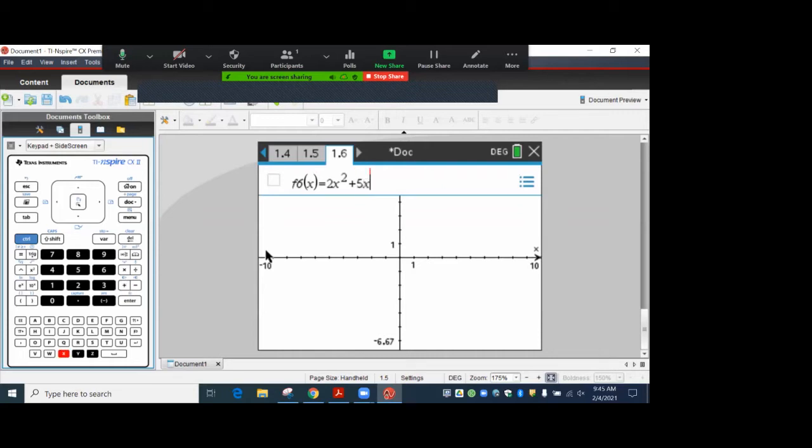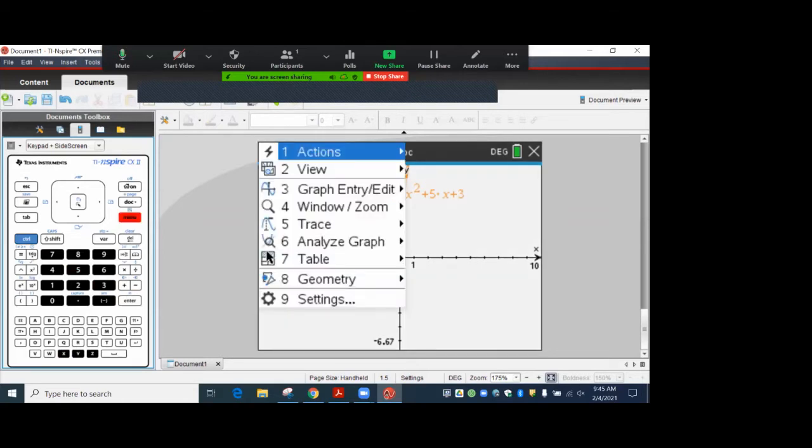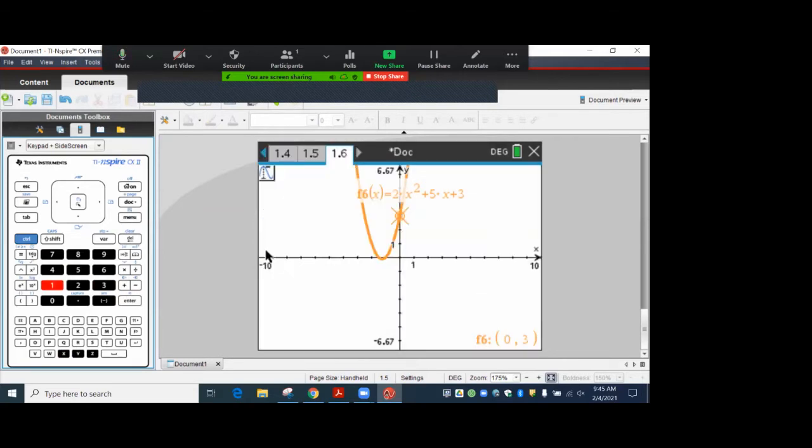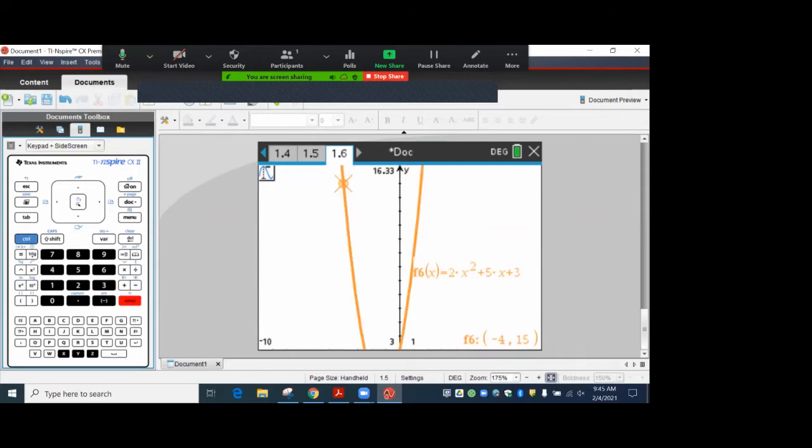So we hit enter and we hit menu 5.1. This doesn't tell us anything. You look back at the problem and there's a random number there, that -4. So we type in that -4. When we type in -4, we see that it gives us 15. Is 15 an option? Yep, it's A.